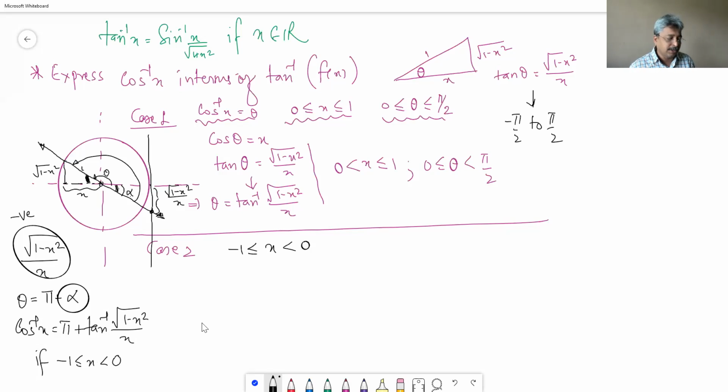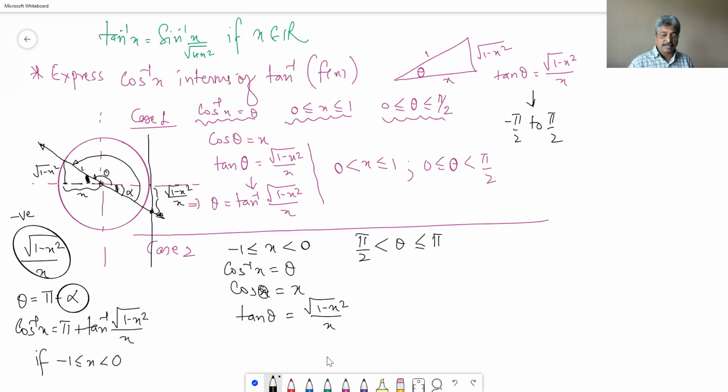Yes. Now let us do this thing algebraically. Algebraically, when we are in this zone, as far as theta is concerned, we are between pi by 2 strictly less than theta, less than or equal to pi. cos inverse x is equal to theta. So cos theta is equal to x.